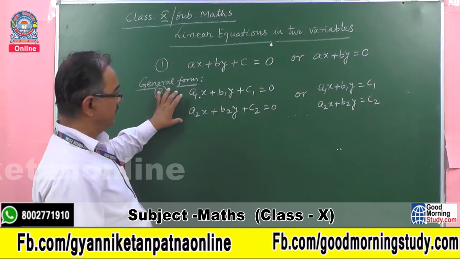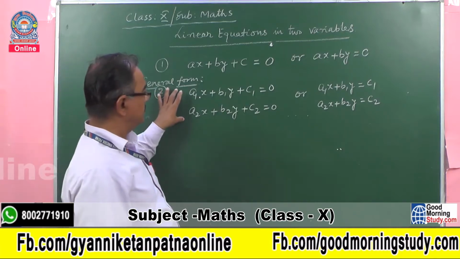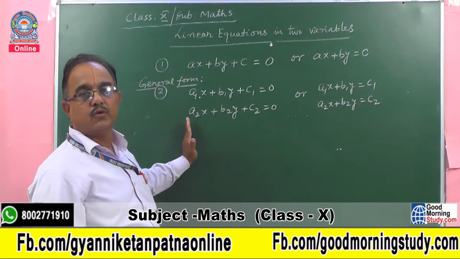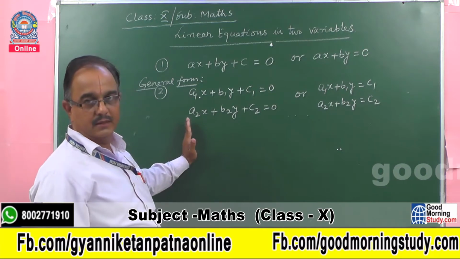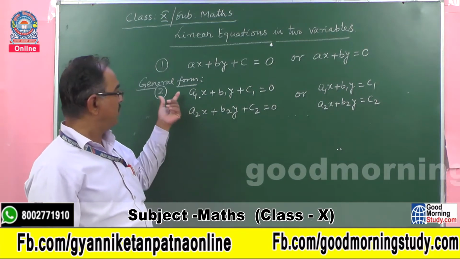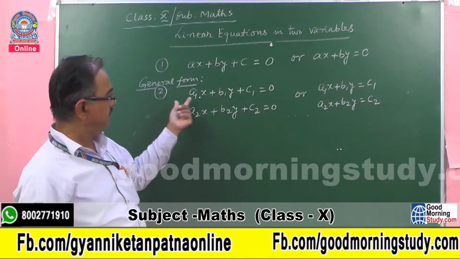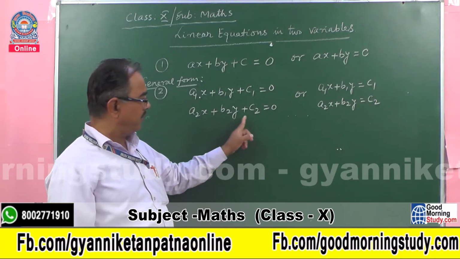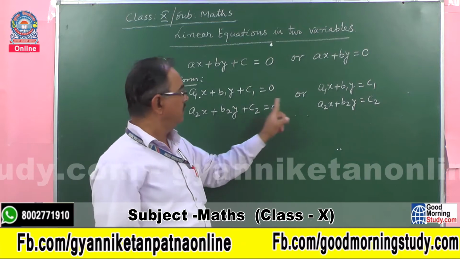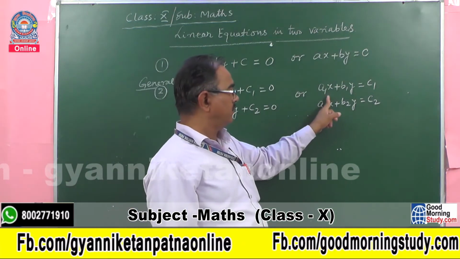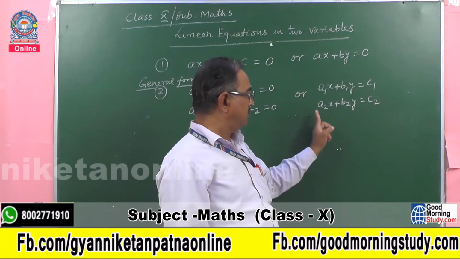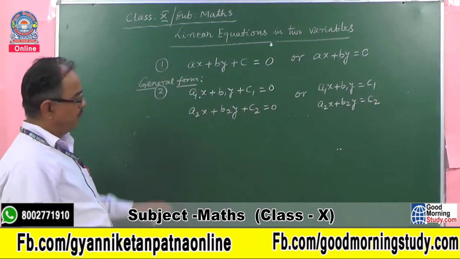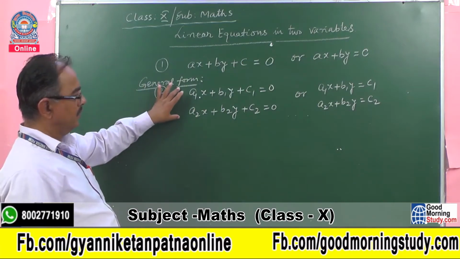A pair of linear equations given at a time is called a system of linear equations in two variables x and y. The general form or standard form of this can be written as a1x plus b1y plus c1 is equal to 0, a2x plus b2y plus c2 is equal to 0. Or this can also be written in this form, a1x plus b1y is equal to c1, a2x plus b2y is equal to c2. Clear? So a pair of linear equations is given.